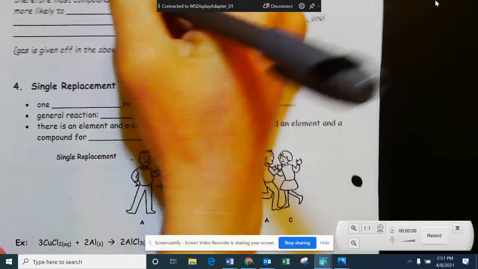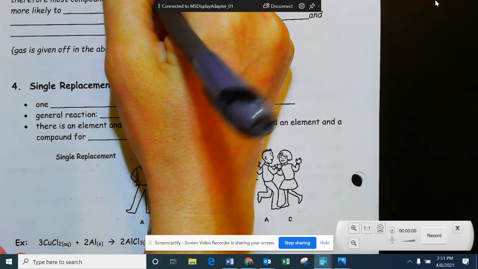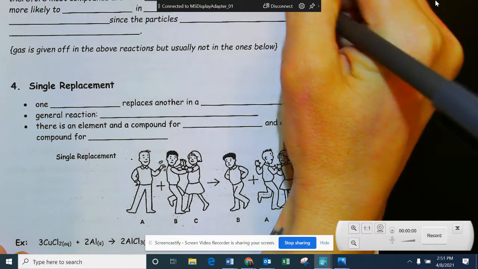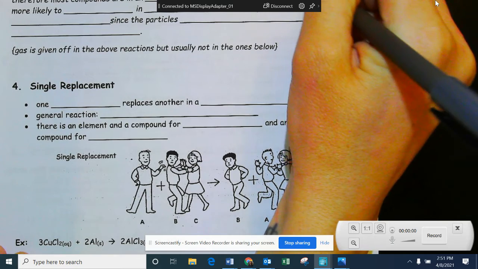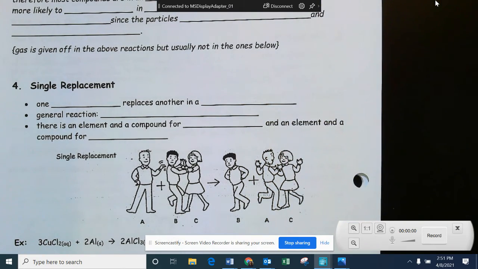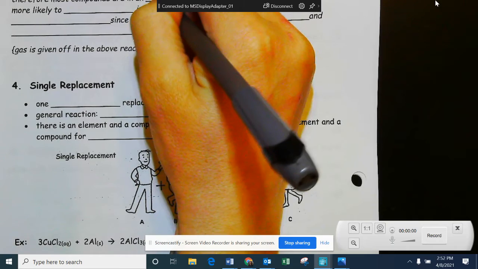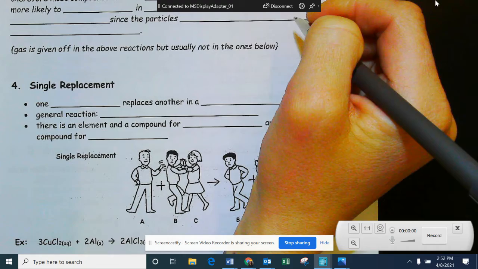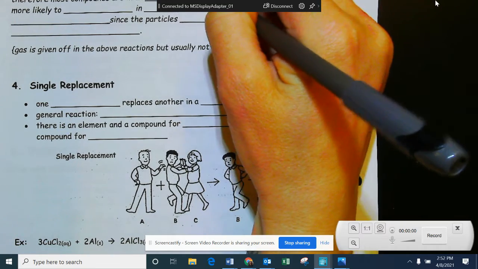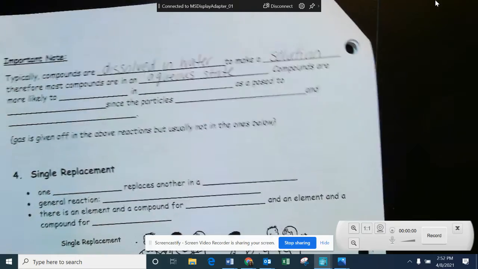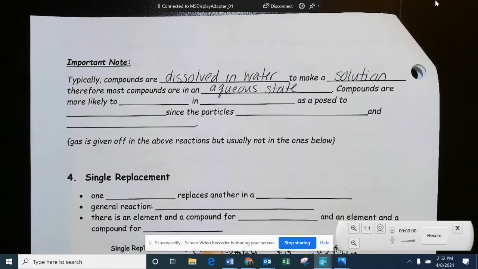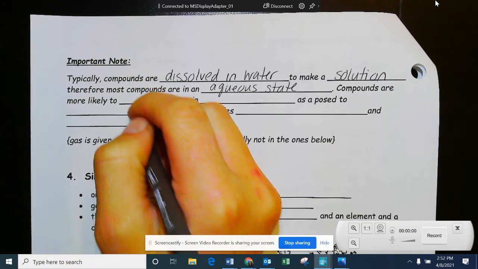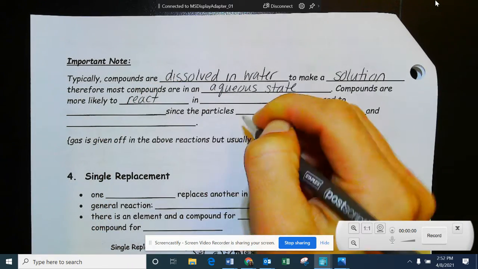Generally, compounds are dissolved in water to make a solution. So therefore, they're in that state that we call aqueous. Did I spell that right? No, I did not. Oh, yeah, I did. Yeah, definitely. Sorry about that. In the aqueous state, they are more likely to react in solution form.